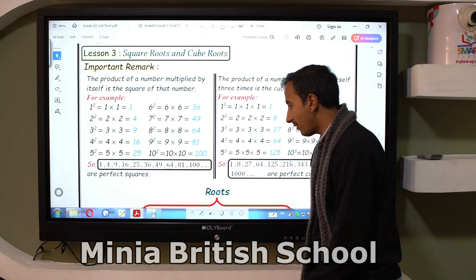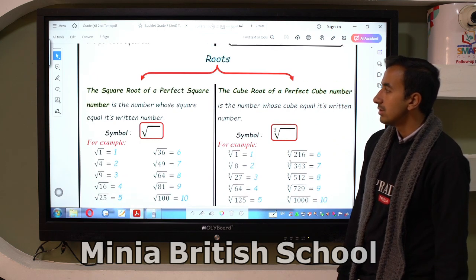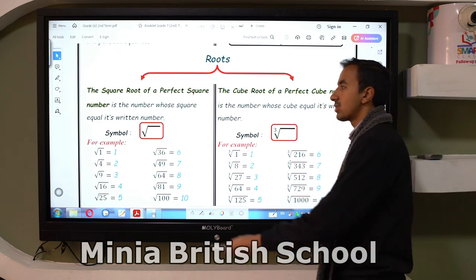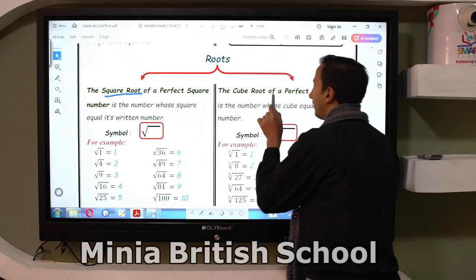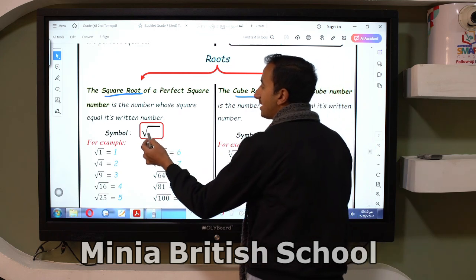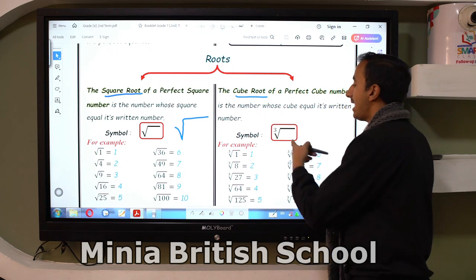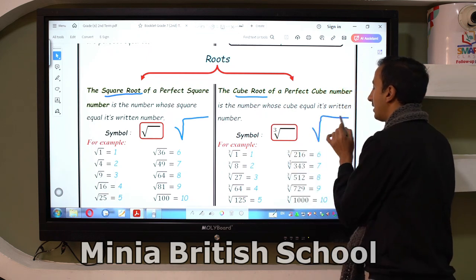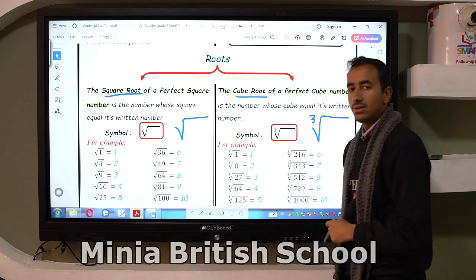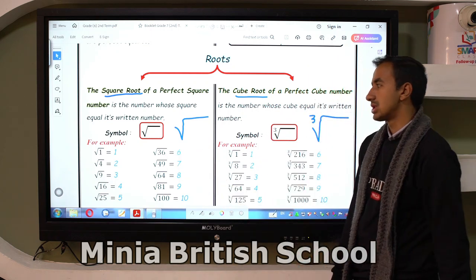Now we will learn together the meaning of roots. Roots can be considered in 2 types: square root and cube root. The symbol of the square root is the same radical sign. For the cube root, it's the same symbol, but with the number 3 on the root. For the square root, you can write 2 there or leave it out; it means square root.